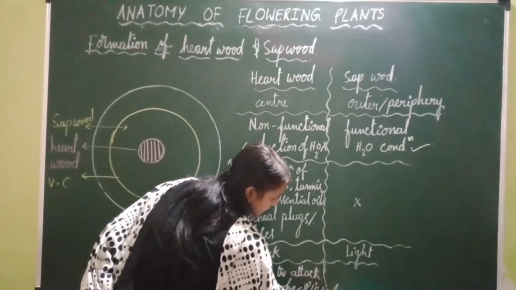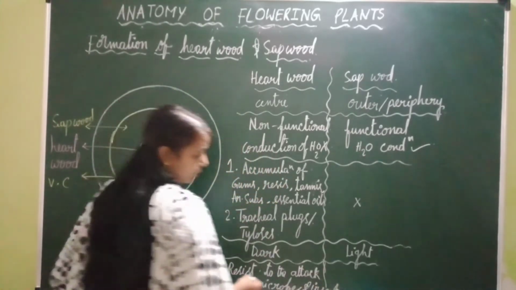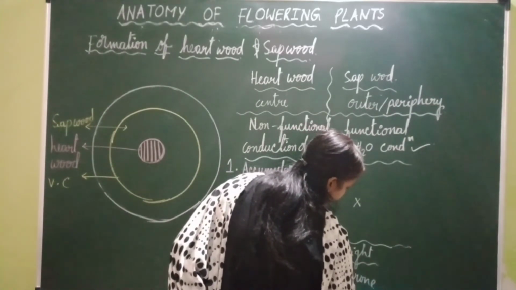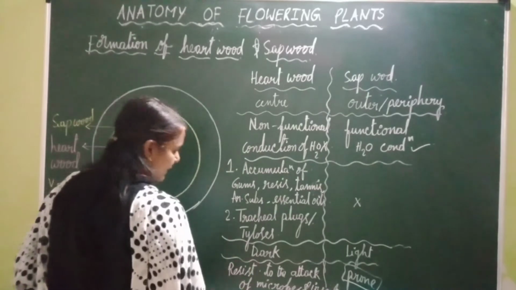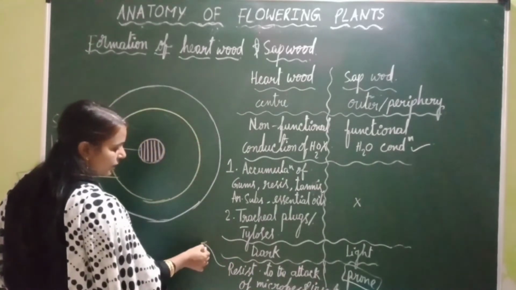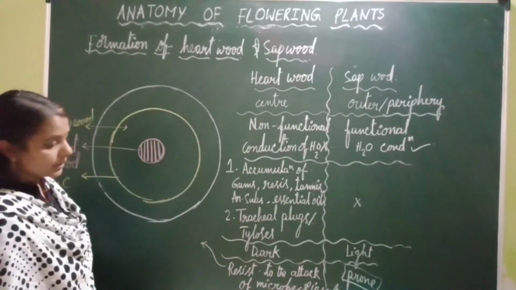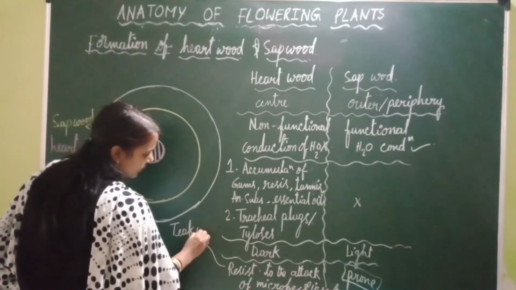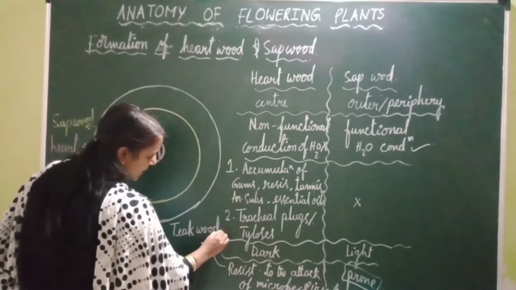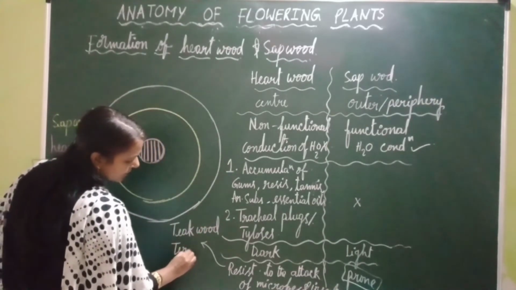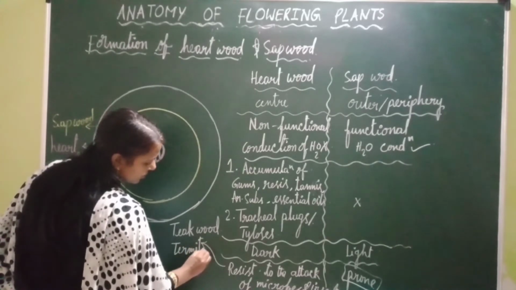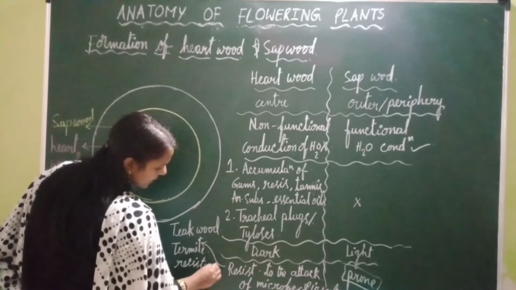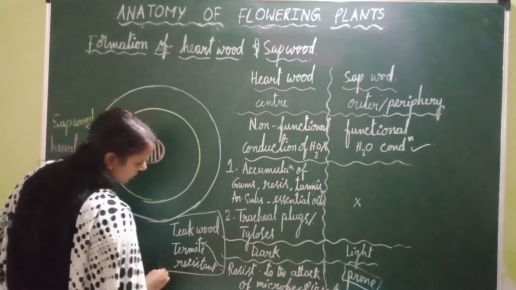Whereas sapwood is not resistant to the attack of microbes and insects, so it is prone to the attack of insects and microbes. For example, one example of heartwood which is resistant to the attack of microbes and insects is teakwood. The heartwood of teakwood is termite resistant. Hence, it is used in making furniture and all.